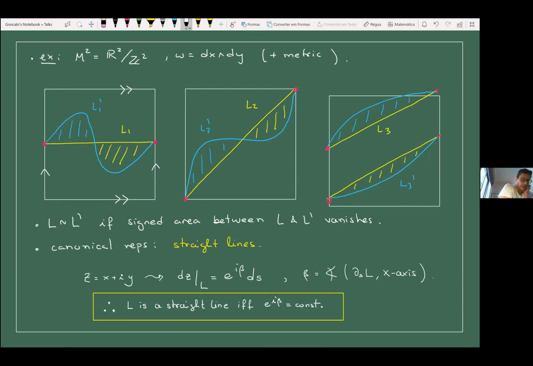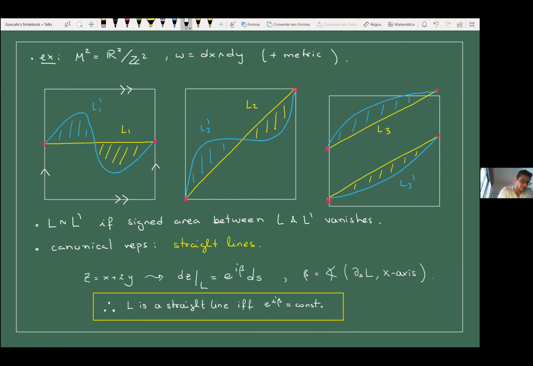That means that the area in blue, which is where the blue curve is on top, is the same as the area in yellow, which is where the yellow curve is on top. And then I may ask you, for each of these pairs of Hamiltonian isotopic Lagrangians, which one of them is canonical, somewhat canonical? And we could argue that the straight lines seem to be more canonical than the other infinite possible examples.